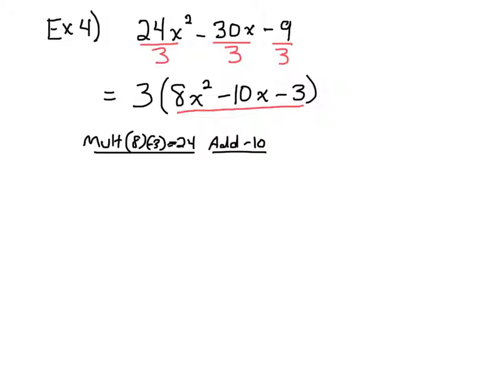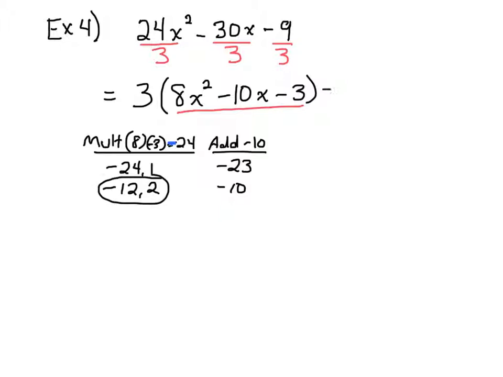Once we have identified those two factors, we can factor by grouping. So factors of negative 24 could be negative 24 and positive 1. Negative 24 plus 1 equals negative 23, so not the sum we're looking for. Now let's look at negative 12 and positive 2. Negative 12 times 2 is negative 24. Negative 12 plus 2 is negative 10. So those are the factors we want.